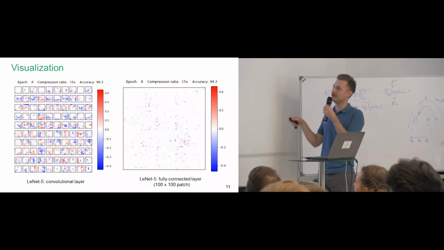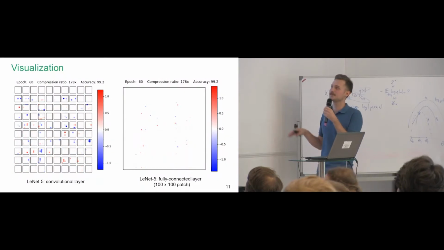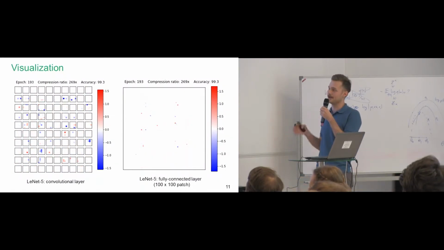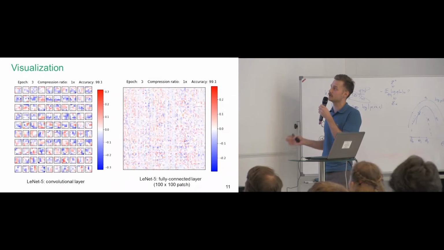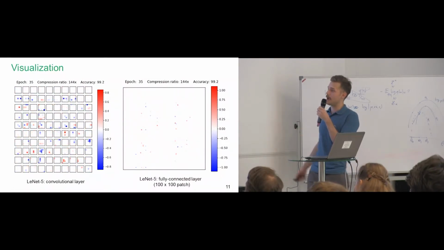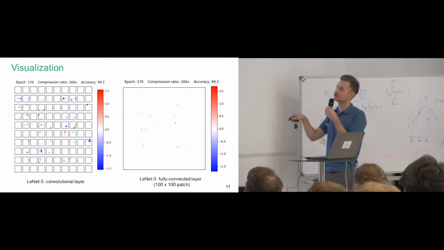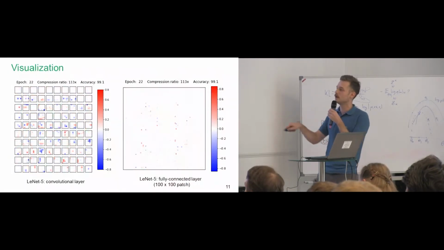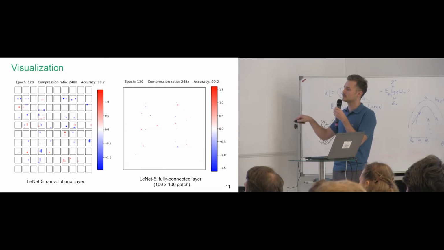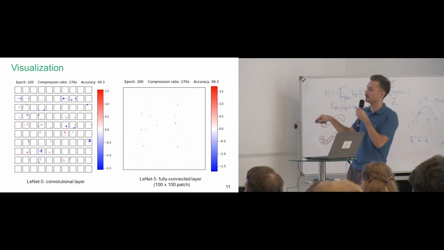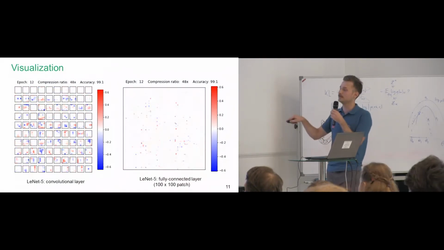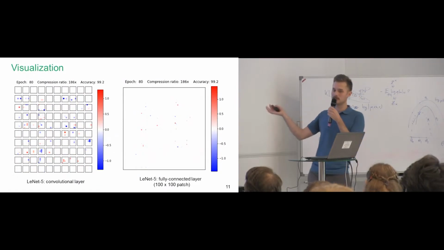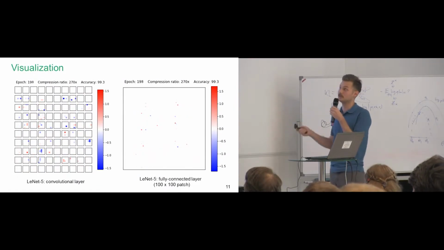So the red pixels are positive values, blue pixels are negative values, and white pixels are zero values. On the left, you can see kernels of the LeNet-5 convolutional layer, and on the right, you can see the matrix of the fully connected layer of LeNet. And that's a training process on the MNIST dataset.